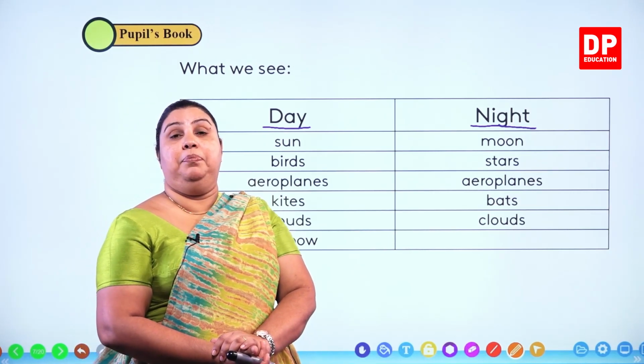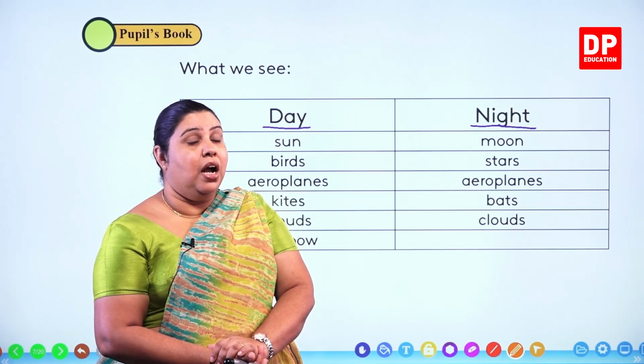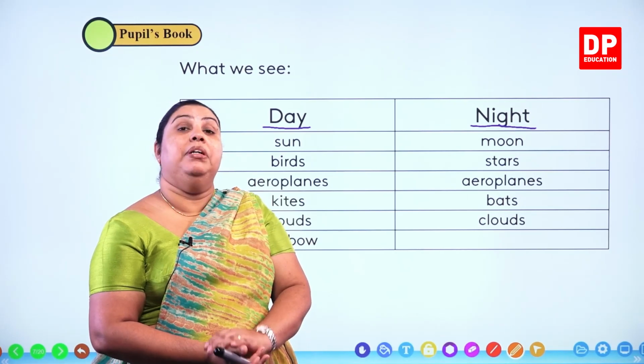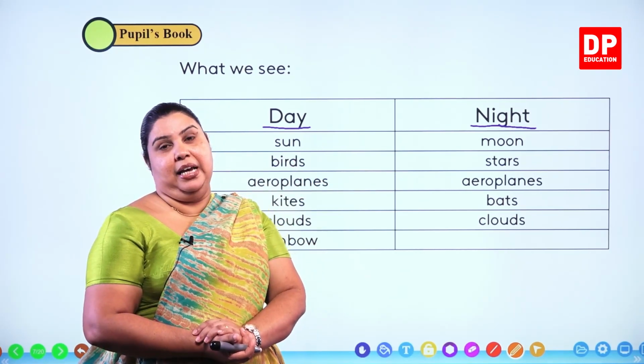Bats don't come out during the daytime to fly because they can't see during the daytime.